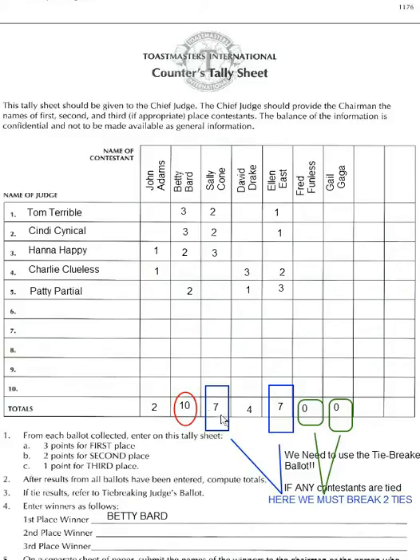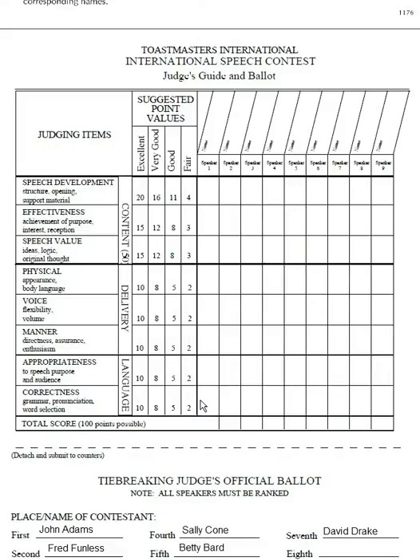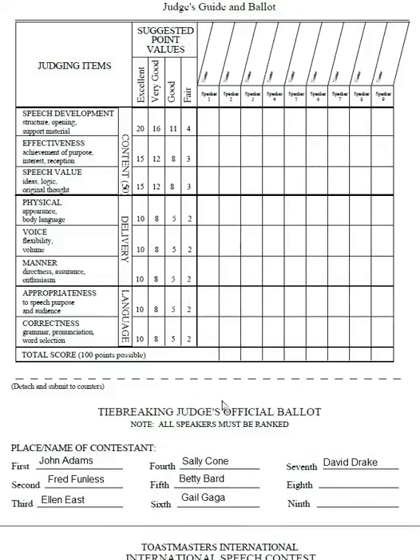The first thing we need to do is break the tie between Sally Cohn and Ellen East for second place. Here we look at the tiebreaker judge official ballot. I've ignored this part because you won't see the scoring. You'll only receive the judge's tie-breaking ballot as chief judge and counters.